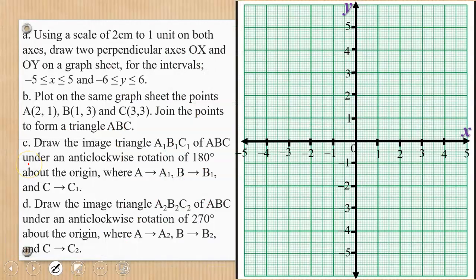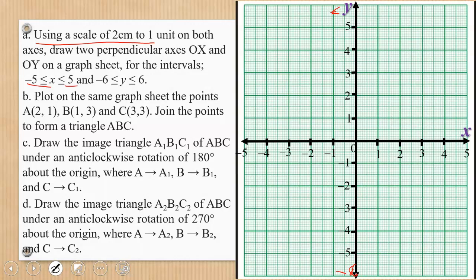Let's use this formula to solve this question. Using a scale of 2 centimeters to 1 unit on both axes, draw two perpendicular axes, OX and OY. That is what I've done, and we label -5 to 5 on the x-axis. We've done that, and then -6 to 6 also on the y-axis. So here is +6 and here is -6 as well. Then we have to plot the points A, B, and C.